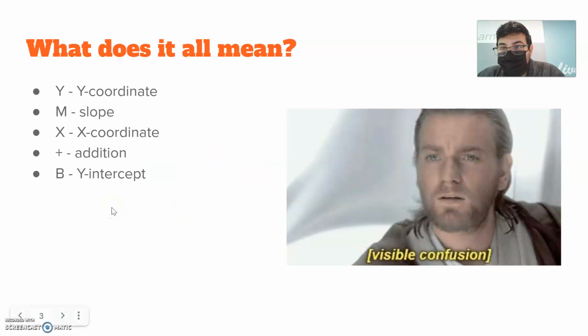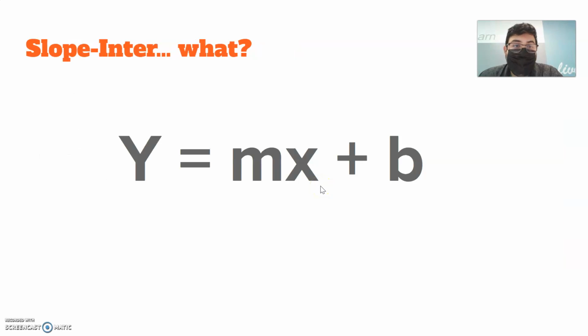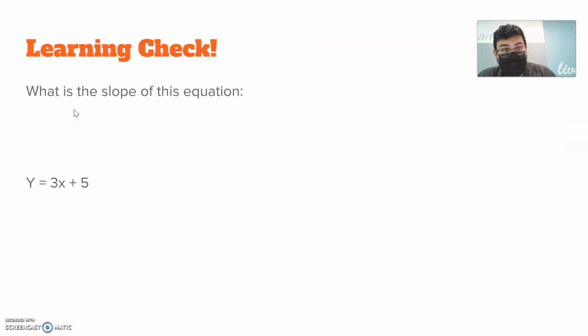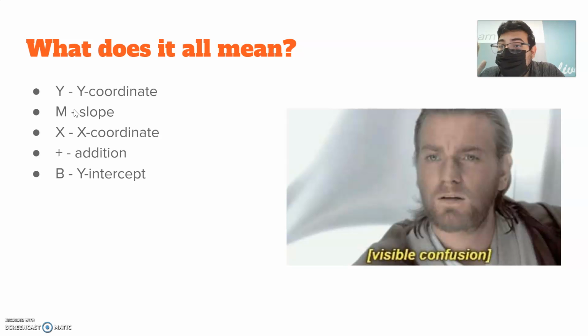So what does it all mean? For y equals mx plus b, y is the y coordinate of the graph. M stands for the slope, so how steep a line is. So when you see a graph going like that, what does this measure? How steep is this graph? What's the slope of it?